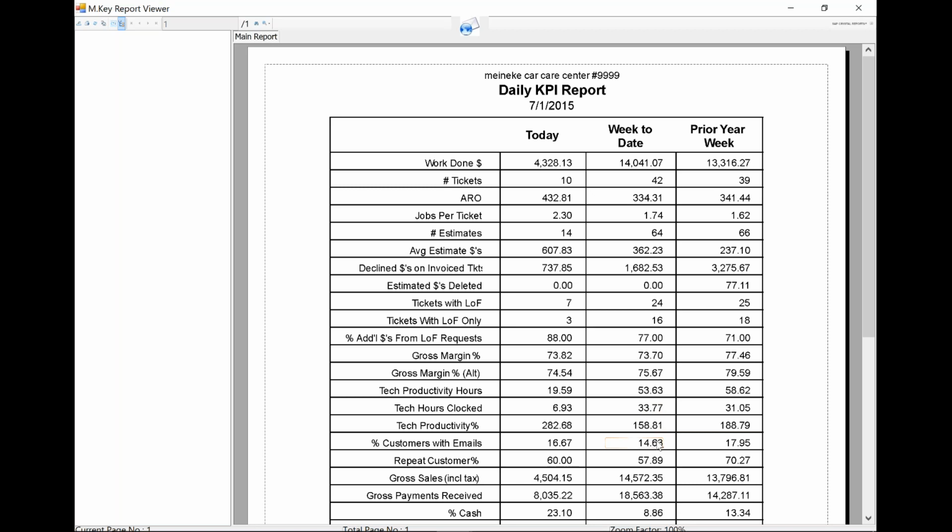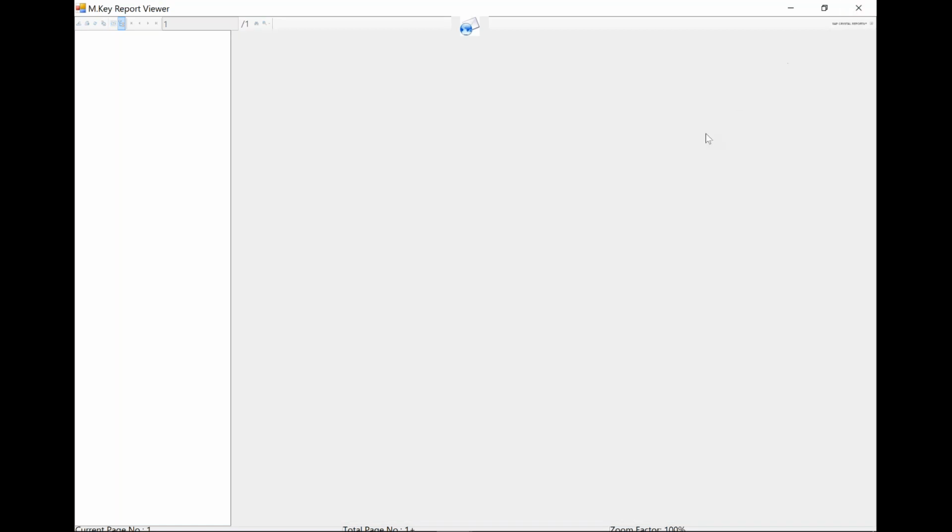Percent of customers with emails. Again, this goes back to leveraging our marketing, getting return customers, who, 23% of our customers, is where we make all of our money. And so we need to get this around 80% and keep it there. Repeat customers, 57%. 70% would be a superstar. 57% close to 60 is doing real good. We want it well above 50%. 70% is our goal. And that tells you about the KPI report.